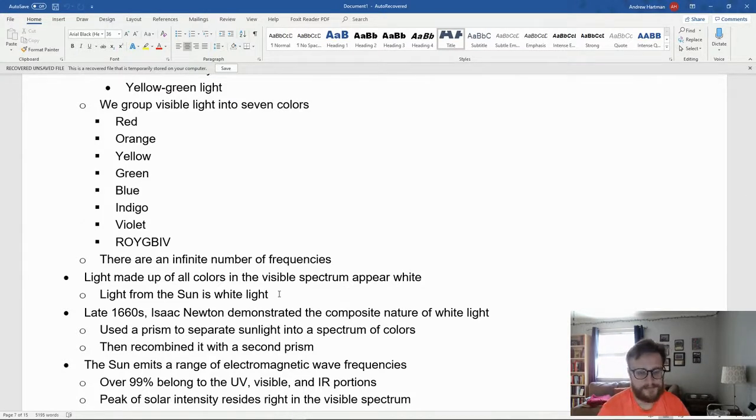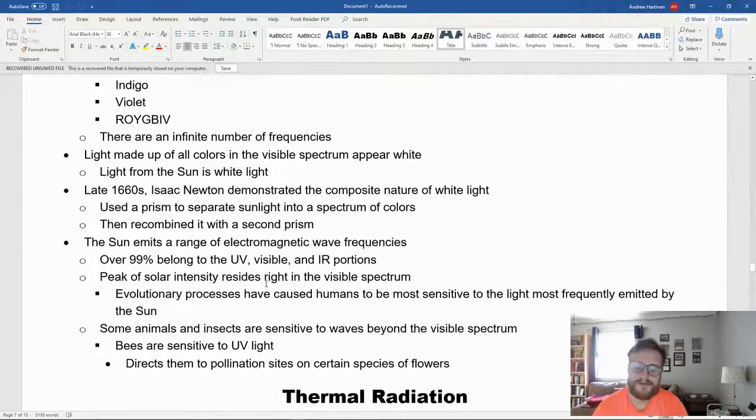Now, light made up of all colors in the visible spectrum does appear white. In fact, the light from the sun is considered white light. Again, I said it looks yellow, but it gets considered white light. In the late 1660s, our boy Isaac Newton demonstrated the composite nature of white light using a prism to separate sunlight into a spectrum of colors, and then using a second prism to reconstitute those colors into white light.